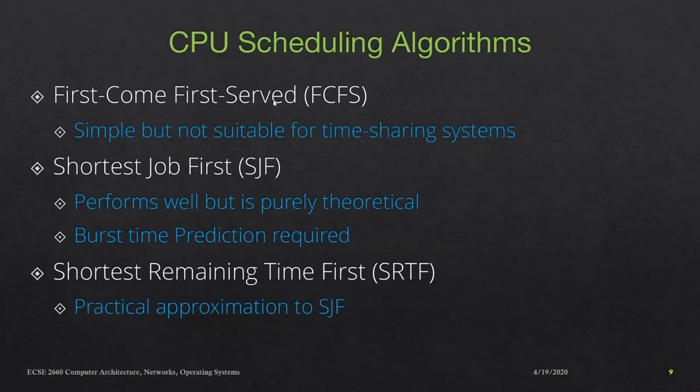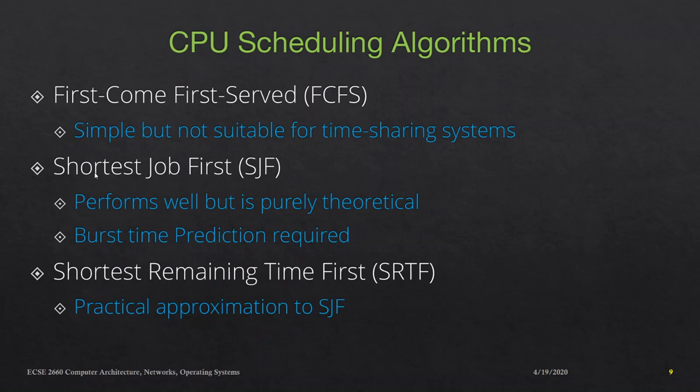So the first come first serve algorithm is simple, but it is not very suitable for systems that rely on time sharing. For example, if we have multiple processes that are time sharing a CPU, then the first come first serve algorithm doesn't do a good job. And we'll take a look at examples where we show that.